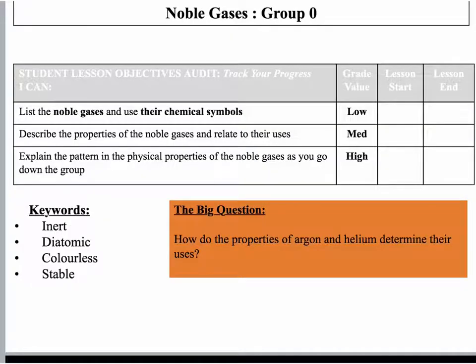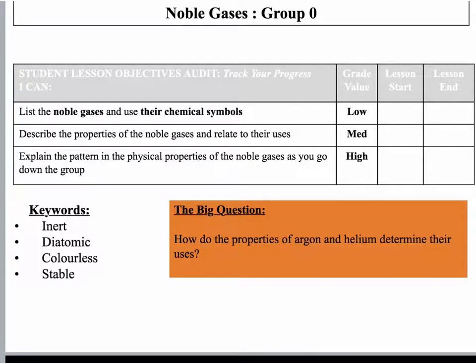Our final topic in this tutorial video is Group 0, sometimes known as Group 8. These are the noble gases. We will have a look at the noble gases and their chemical symbols. We will have a look at the properties of the noble gases and their uses, and we'll have a look at the physical properties of the noble gases.